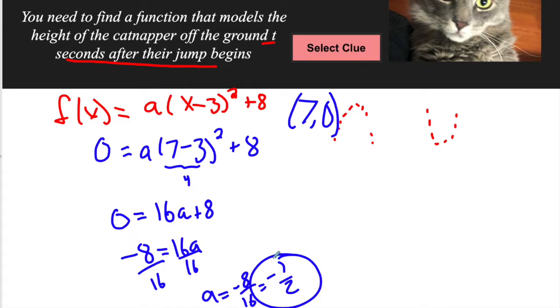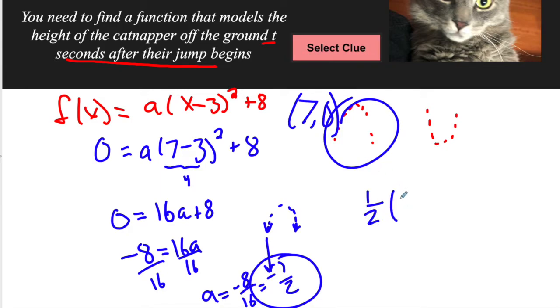And if you think about it, this checks with what we know. The negative confirms that it's a downwards parabola, which is what we know it's going to be. And the 1/2 will ensure that when I plug in 7, and we can double check this, let's see what happens. So what if I do negative 1/2 times 7 minus 3 squared plus 8?